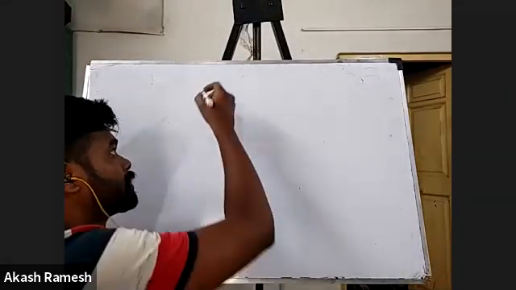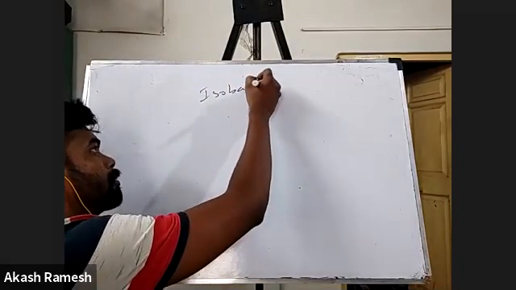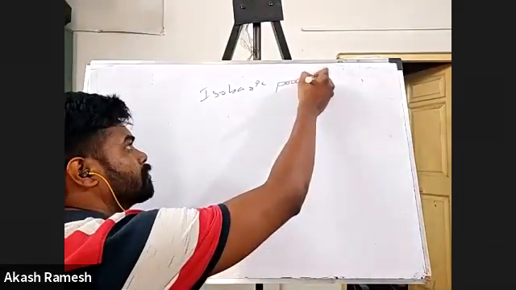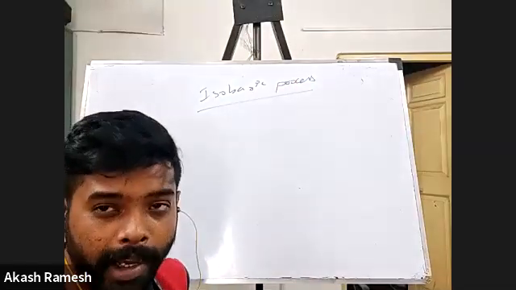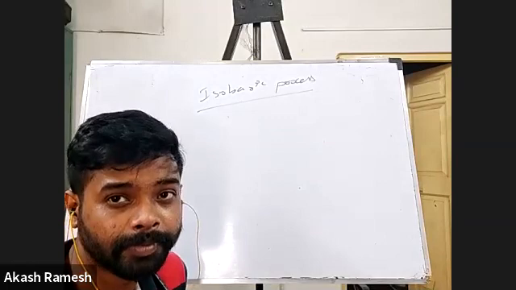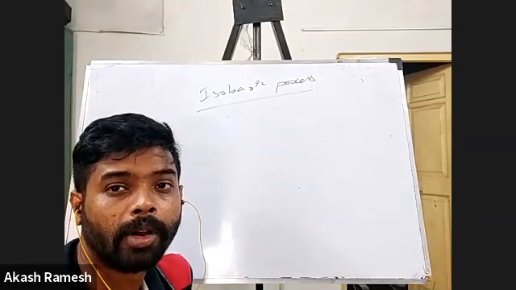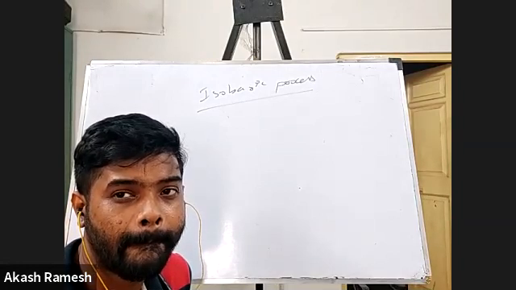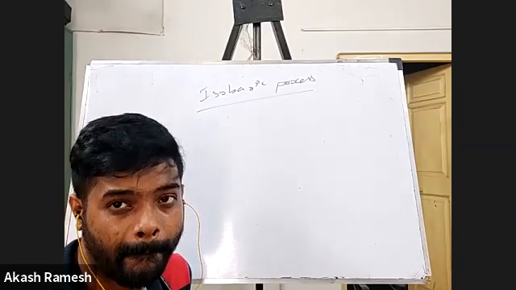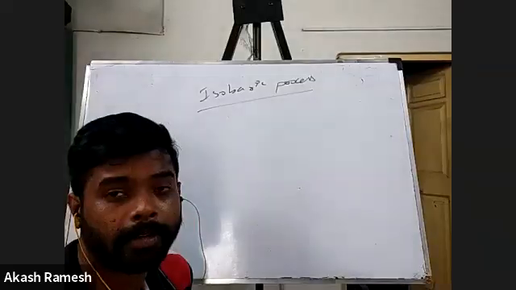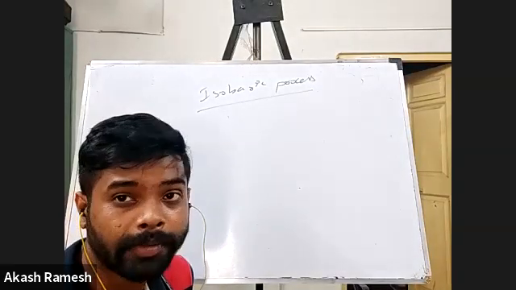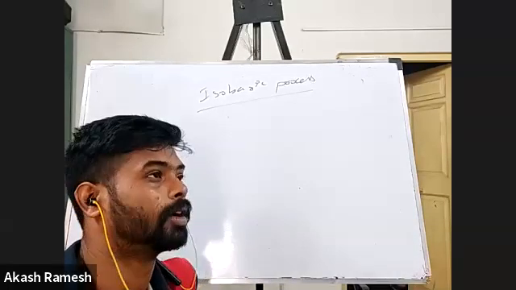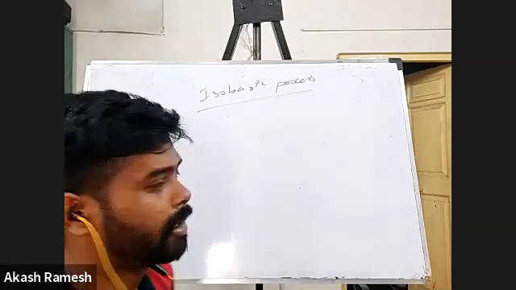Okay. So we start with an isobaric process. We know what an isobaric process is. What is an isobaric process? This process takes place at a constant pressure. Change in pressure will be zero. So the thing is, people, yes, it's going to happen under constant pressure.